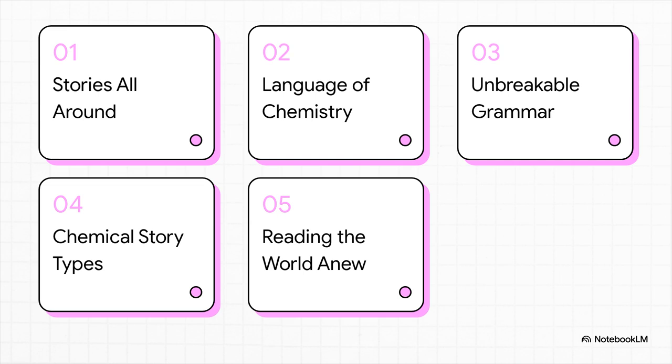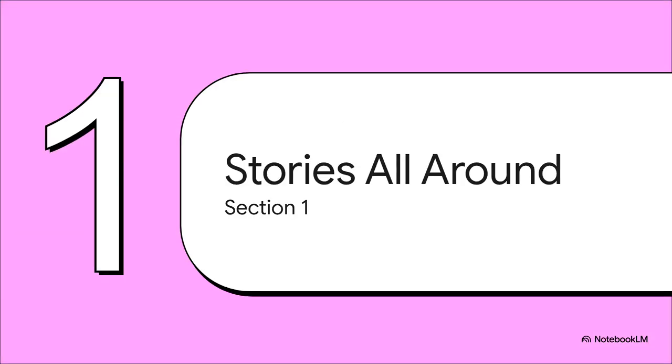Here's our game plan. First, we'll learn to spot these stories. Then, we'll learn the language chemists use to write them. We'll cover the one grammar rule you absolutely cannot break. After that, we'll explore the 4 main story genres. And finally, we'll see how all of this lets you read the world in a completely new way. All right, let's kick things off with Section 1, Stories Happening All Around.